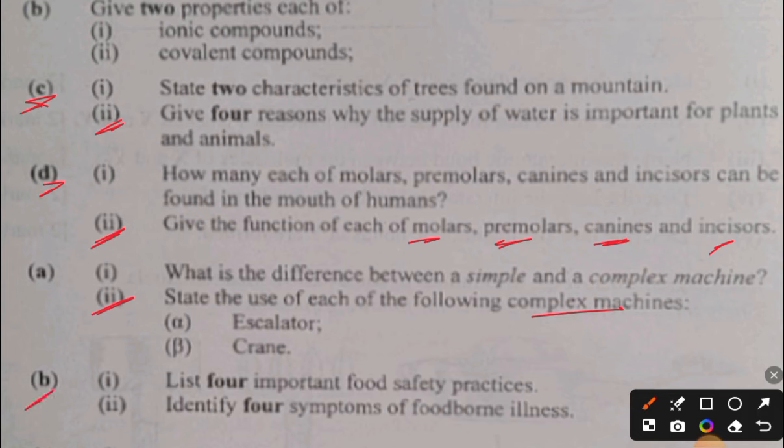Then 4B. List 4 important food safety practices. So proper hand washing, and also separation of raw and cooked foods. Also refrigerate properly, and also avoid using expired products. Then the II says identify 4 symptoms of foodborne illnesses. So you can have vomiting, diarrhea, headache, and then fever.